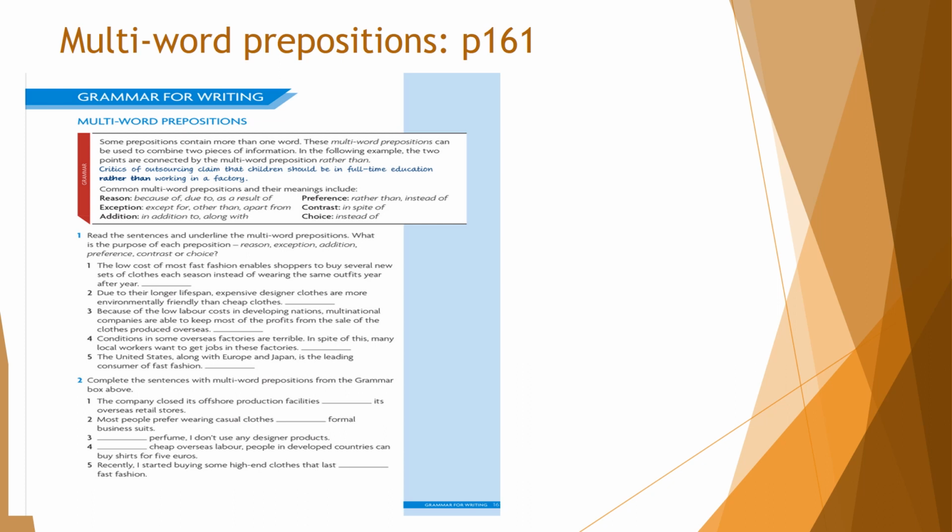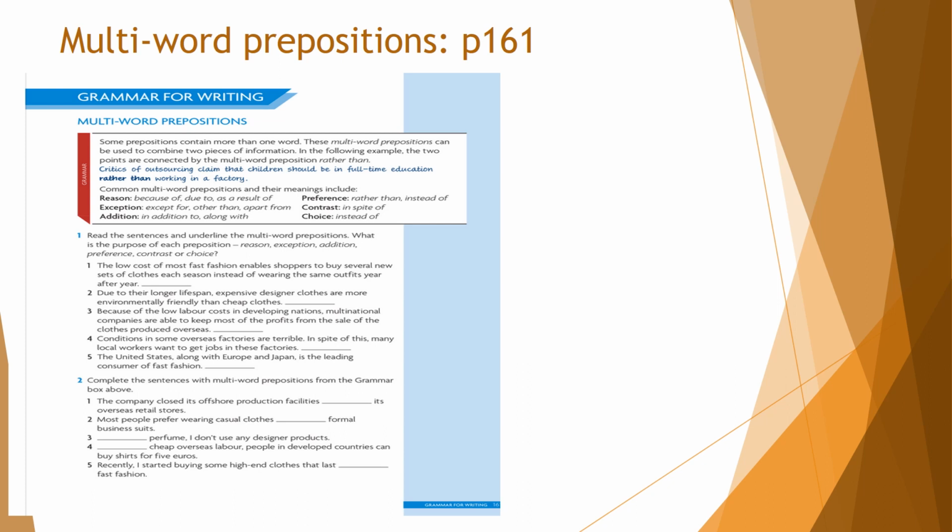Exception, except for, other than, apart from. So this is when you want to talk about there is a pattern, but then there is one thing that doesn't follow the pattern. And you can use except for. So for example, I teach classes every day of the week except for Sunday. So the pattern is every day of the week. Sunday is the one difference. You can use except for, other than, apart from.